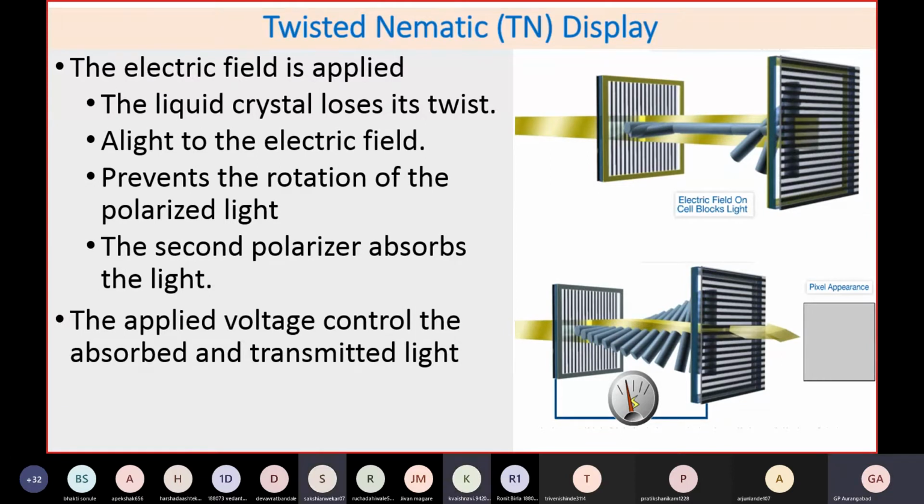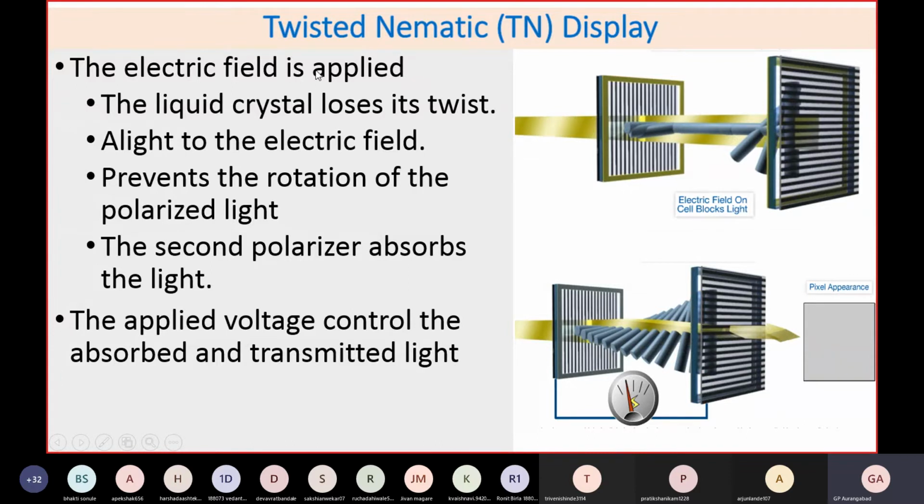Yes, sir. Let me try to explain LCD in another way. Now see, these are the two filters: one is a vertical filter, another is a horizontal filter. In between, what you see is the LCD, or twisted nematic display. This is what we call an LCD display.